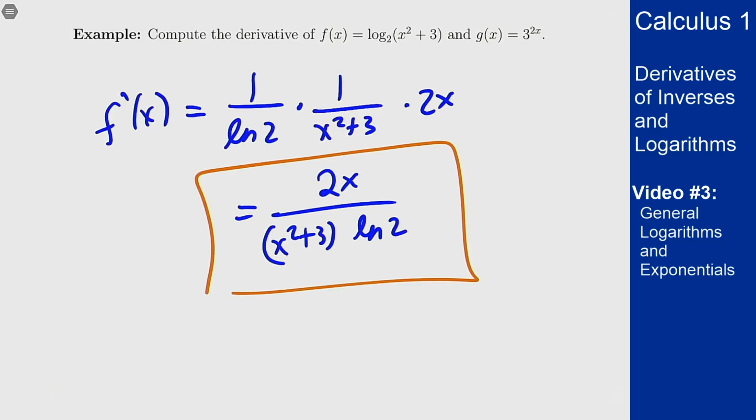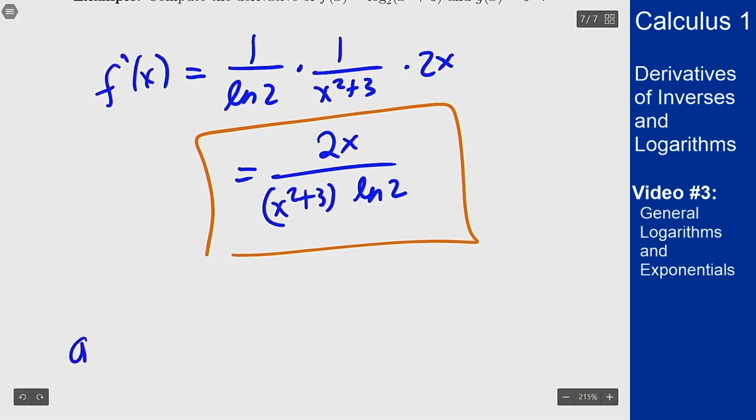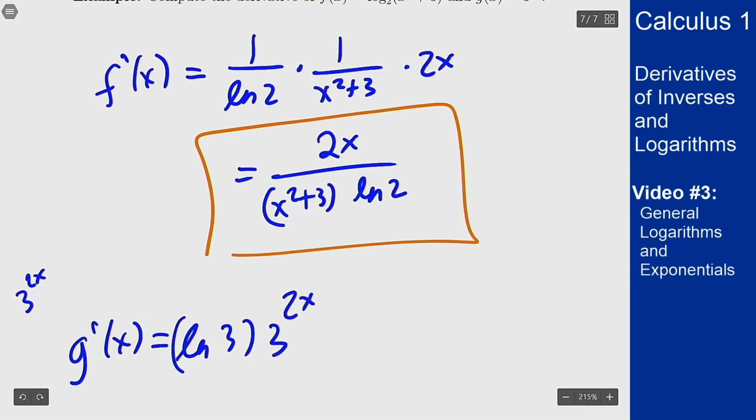And for g, we can actually solve this two ways. We could do it directly as is with the chain rule. So g prime of x, the function was 3 to the 2x. The outside part is 3 to the stuff, so I'm going to get a log of 3 times 3 to the stuff. And then times the derivative of the inside, which is just a 2. So I'll get 2 log of 3 times 3 to the 2x.